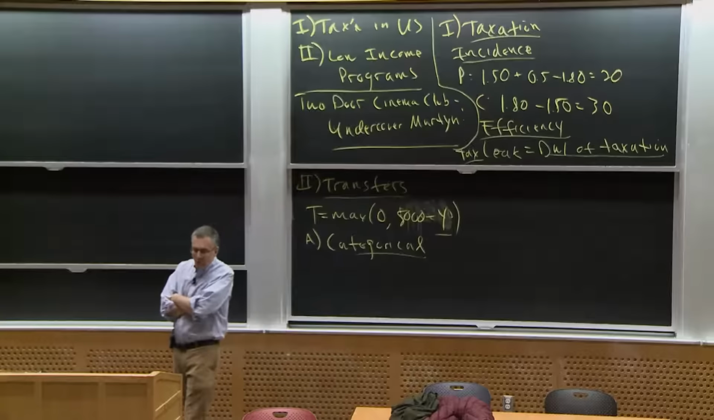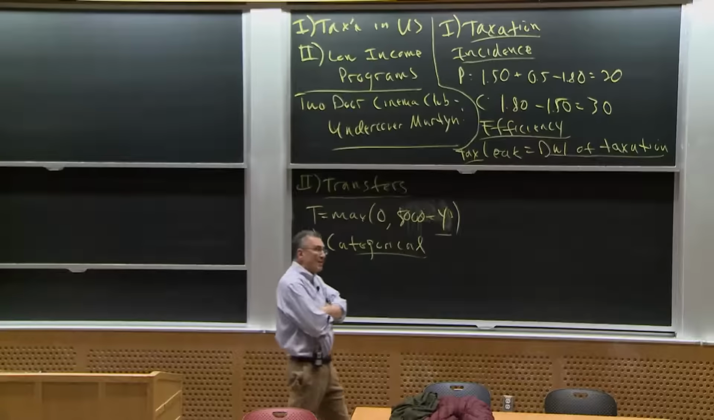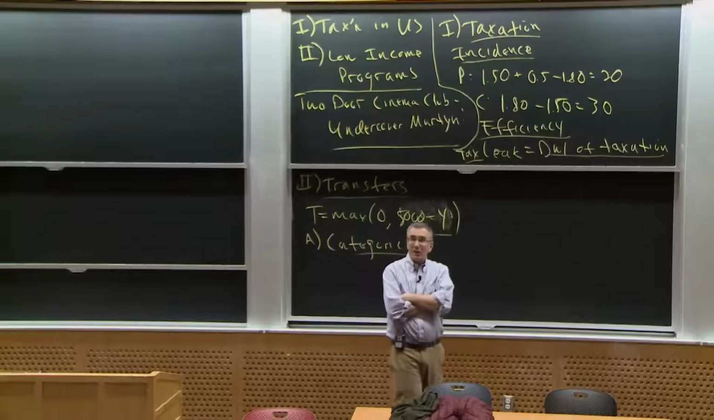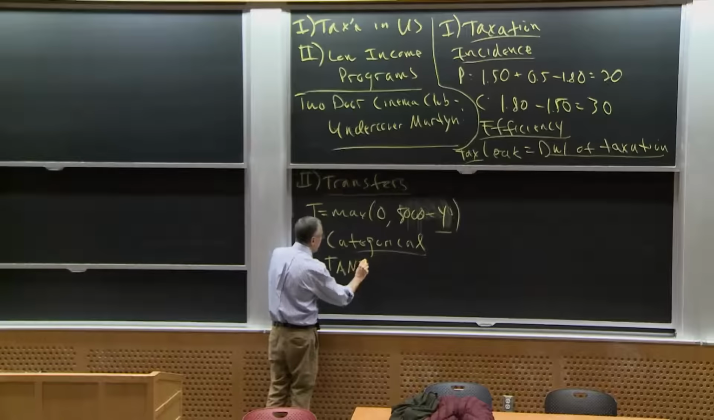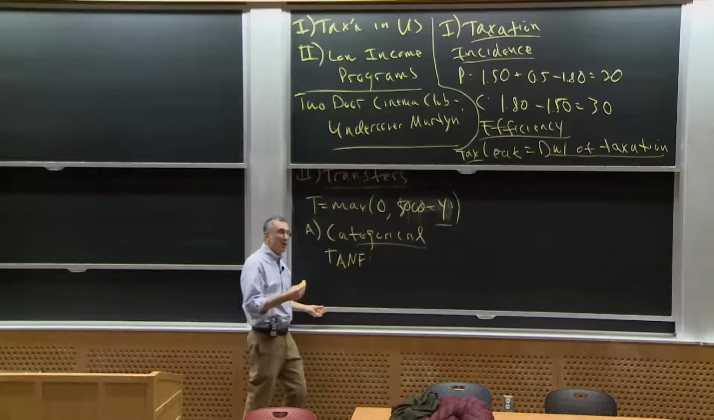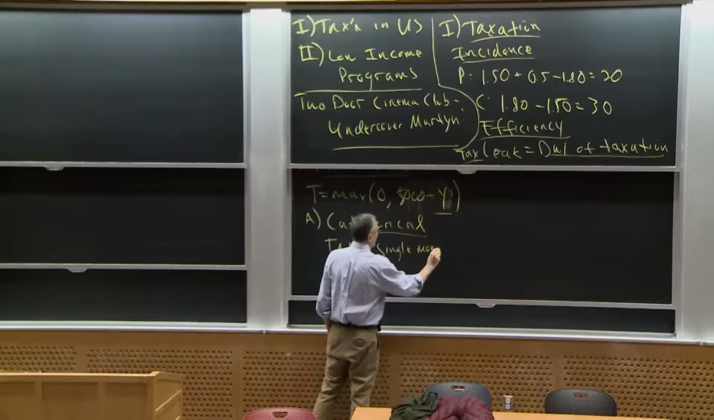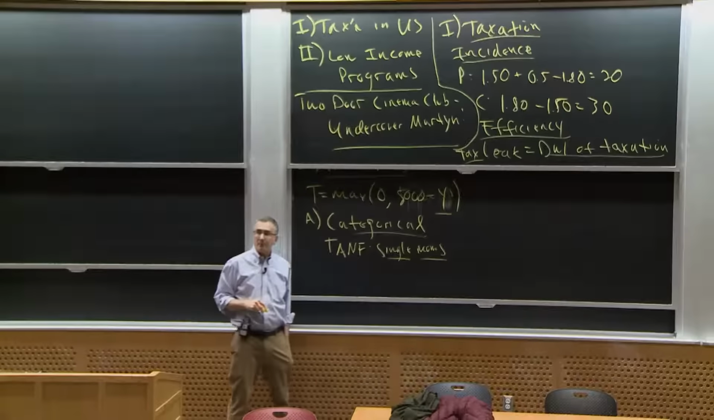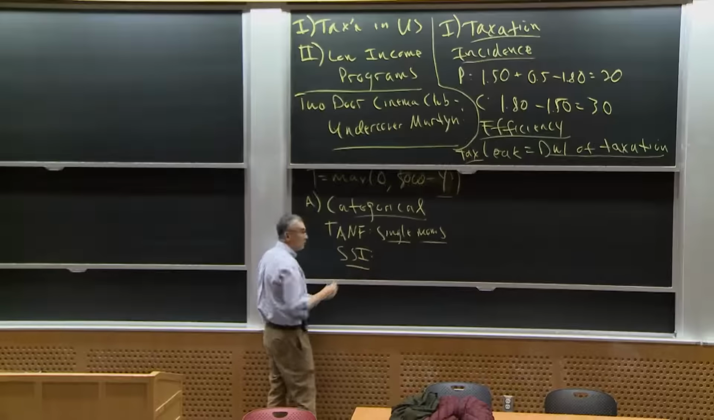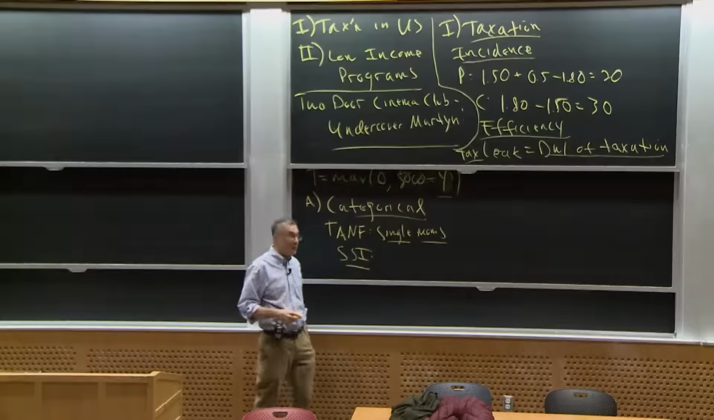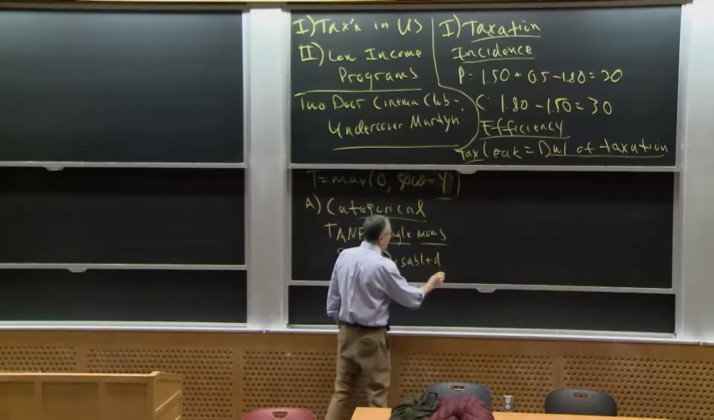Categorical welfare. We give cash not to everyone, but to people who meet certain criteria. For example, in the US we have the TANF program, Temporary Aid to Needy Families. That is money for poor single moms. So it's not just being poor, but you also have to be a single mom. Our biggest cash transfer program in the US, to poor people, is called SSI, Supplemental Security Income. That's for poor disabled people. You have to be poor and disabled.